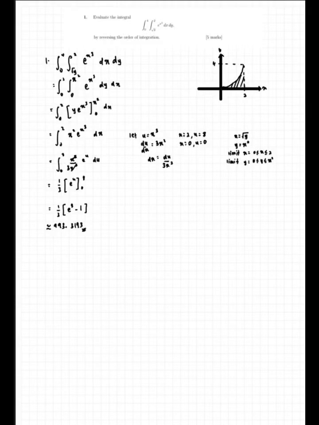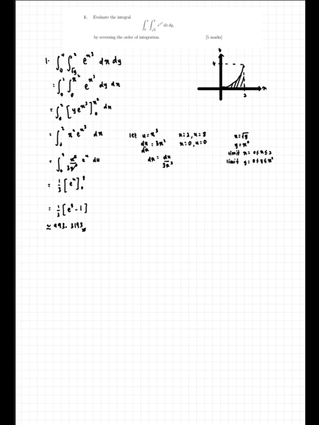So for the first question, the question asks to evaluate the integral by reversing the order of integration. Firstly, we reverse the order of integration. We let x equal to square root of y, and we get y equal to x squared. So the limit for x is 0 to 2, and the limit for y is 0 to x squared. Then we replace the limits for x and y.